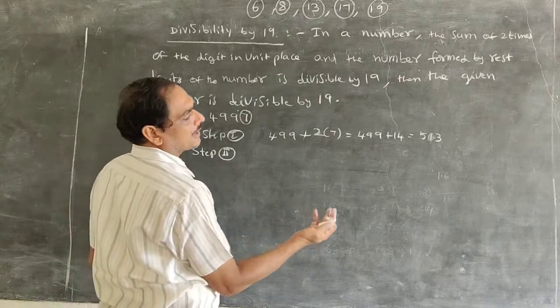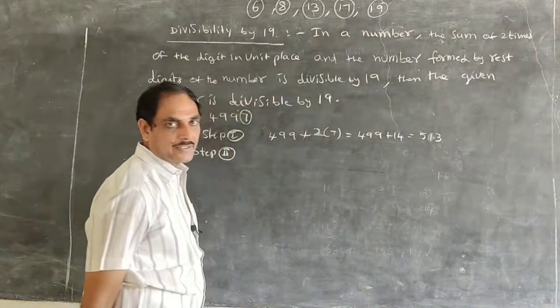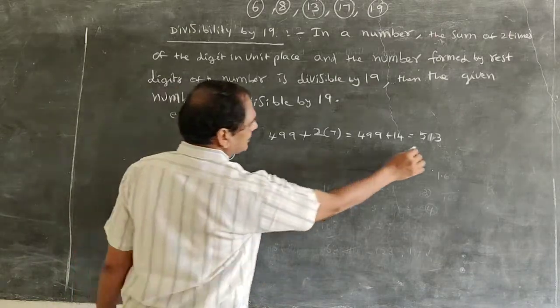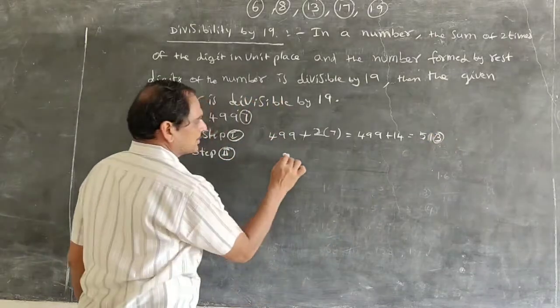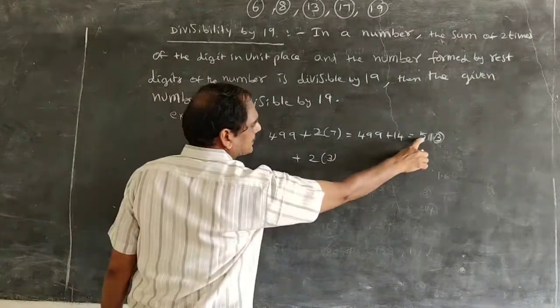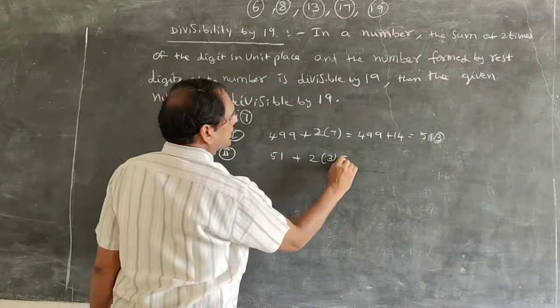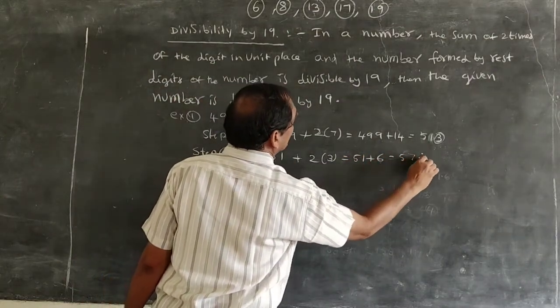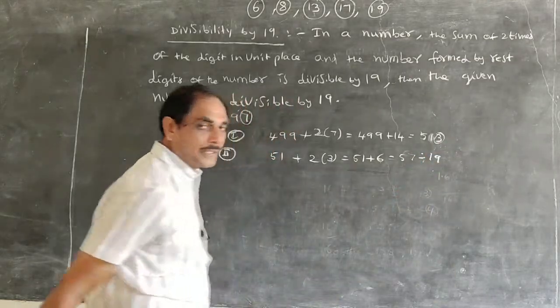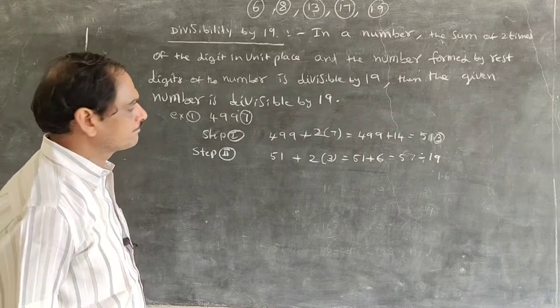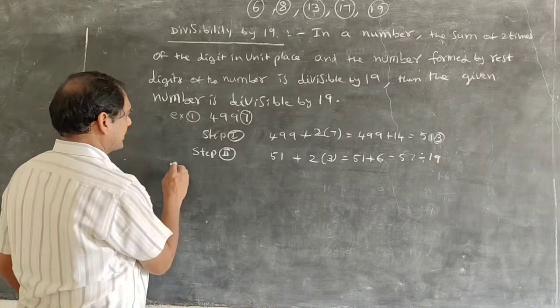But here we cannot tell whether it is divisible by 19 or not. So we go to step 2. In this the unit digit is 3, so 2 into 3 and the rest of the digits is 51. That is equal to 51 plus 6, that is equal to 57. Now we know that it is divisible by 19. 19 3s are 57.